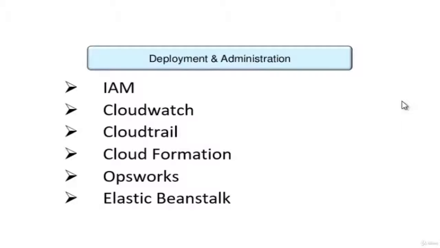So IAM is Identity and Access Management Service. It enables you to securely control access to AWS services and resources for your users. Using IAM, you can create and manage AWS users and groups and use permissions to allow and deny their access to AWS resources. IAM is a feature of your AWS account offered at no additional charge. You will be charged only for use of other AWS services by your users.